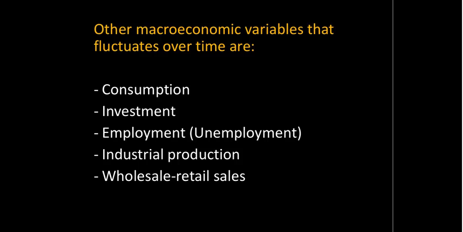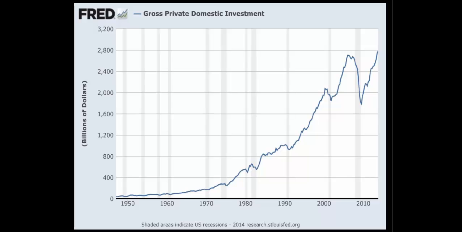So let's look at data for investment. This is gross private domestic investment from year to year, and you can see during the recessionary time period, this is the Great Recession, we can see a significant decline in investment. Similarly, that happened in the recession in 2001. Same thing, we have seen a significant decline in investment in all the prior recessions.